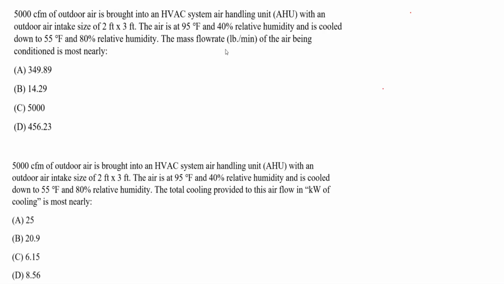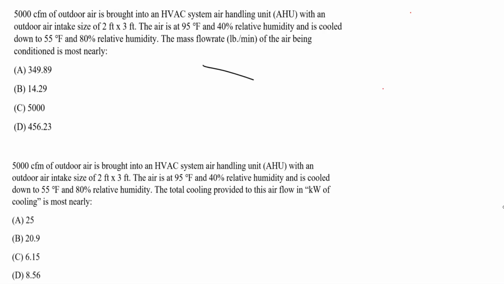So it's the same as last time. We have 5,000 cubic feet per minute of outdoor air brought into an HVAC system, with an outdoor intake size of 2 by 3 feet. The air is at 95 degrees Fahrenheit and 40% relative humidity and is cooled down to 55 degrees Fahrenheit and 80% relative humidity. The mass flow rate of the air being conditioned is most nearly what?